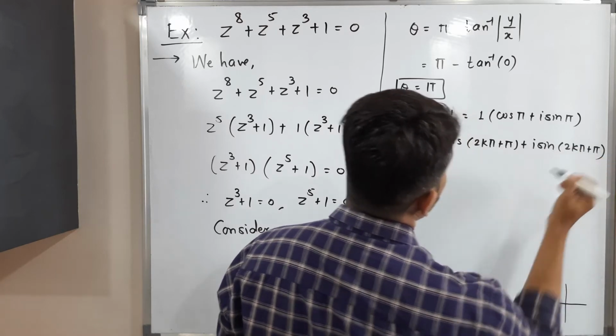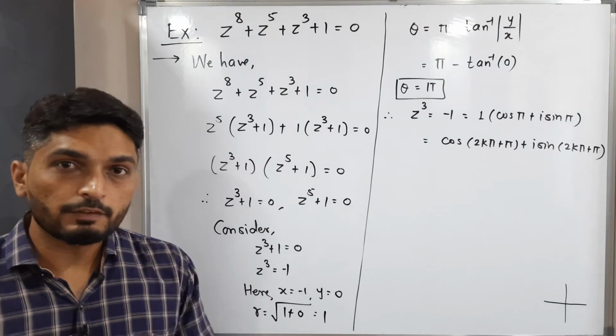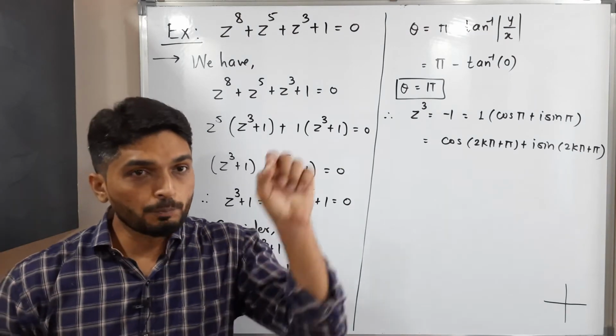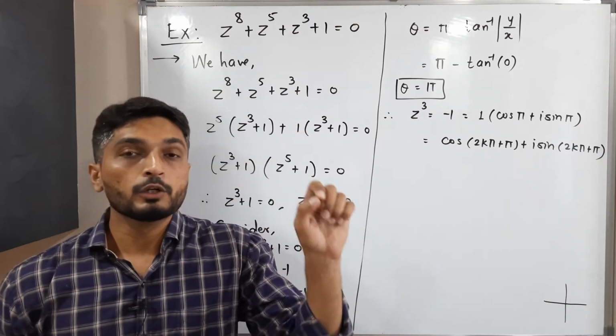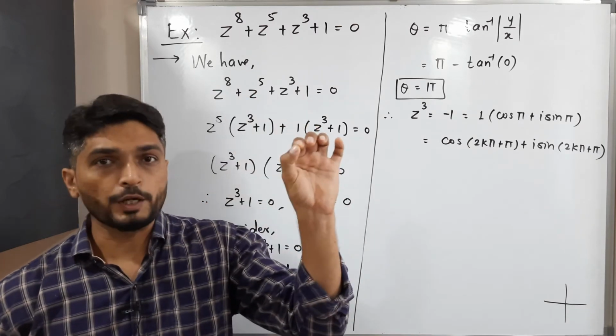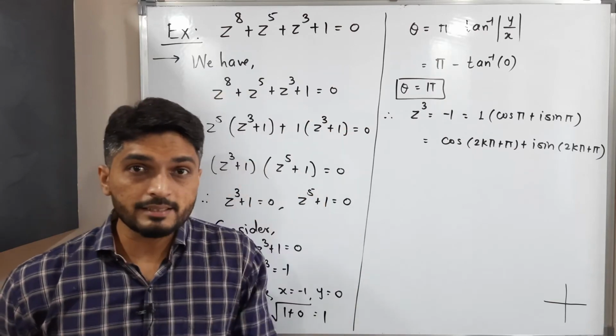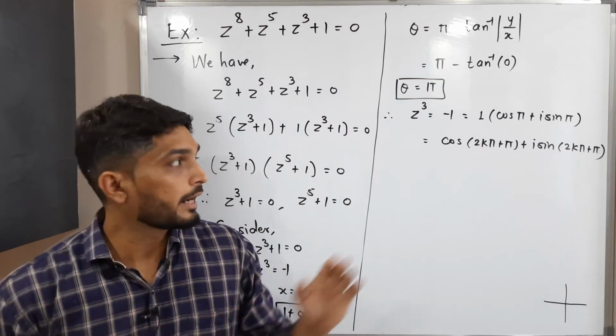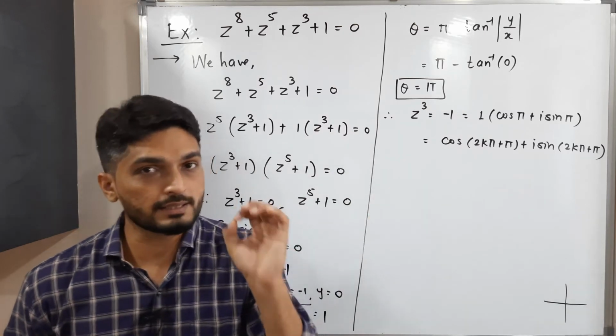plus pi. Okay, so the same thing we have already done in our previous videos, so definitely you know the reason behind it. 2 pi means 1 complete circle. 2k pi means k complete circles. So if you have any point, if you complete k complete circles, then we reach the same point. So that's why if you add 2k pi in the angle, you will have the same point.